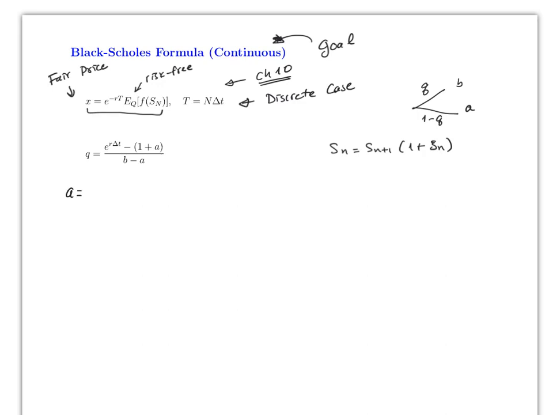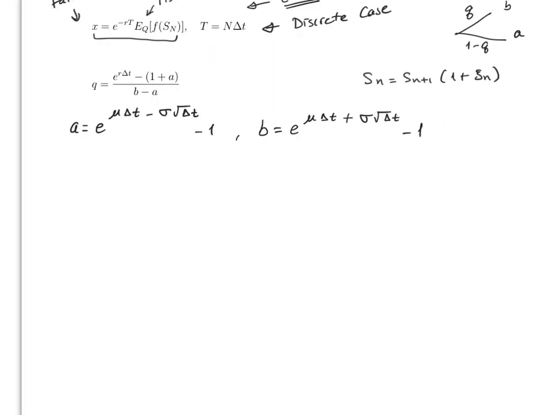Now Q was defined to be this, and I believe it was in chapter 14, A was chosen to be of this form, e to the mu delta t minus sigma the square root of delta t minus 1, and B, remember, was defined to be e to the mu delta t plus sigma the square root of delta t minus 1. If we plug these values into here and here, the algebra is pretty messy, but this is a very good exercise to check. You'll end up with this.